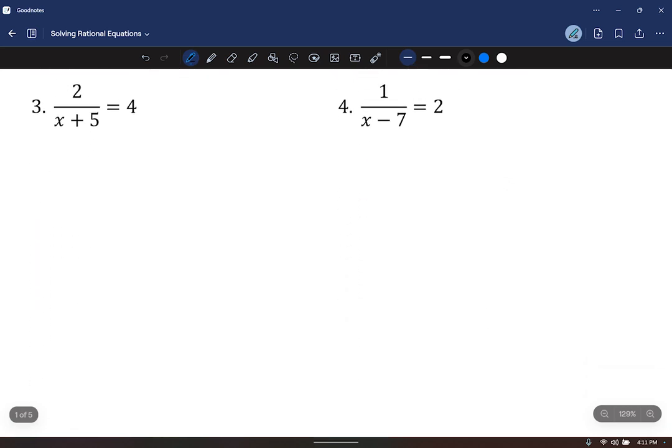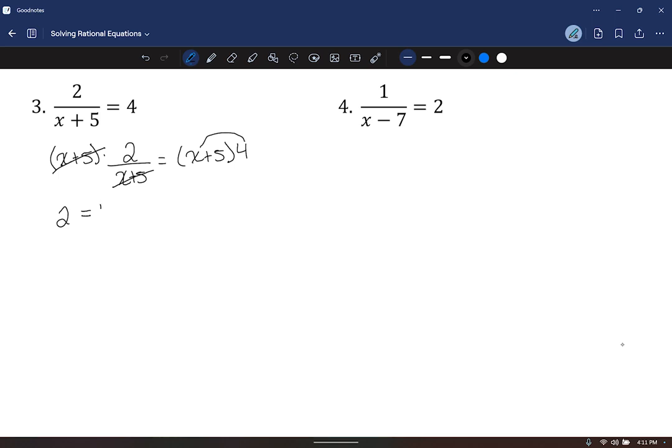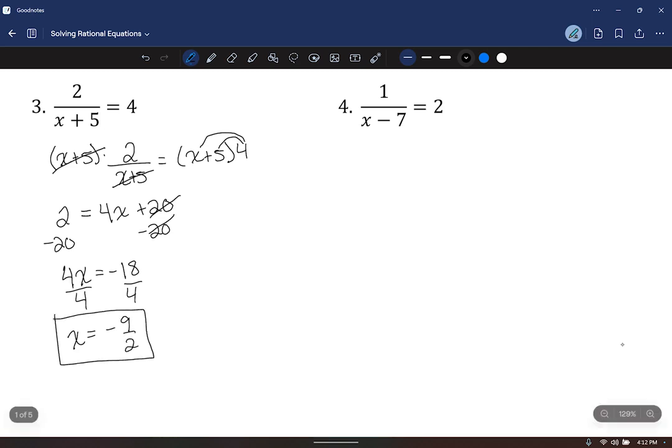All right, number 3. The only thing I have in the denominator is x plus 5, so I'm going to multiply everything by x plus 5. So I have x plus 5 times 2 over x plus 5, and x plus 5 times 4. The x plus 5s will cancel, leaving me with 2 equals, and then I'll distribute. So I have 4x plus 20, and then I solve. I'll subtract 20. So I have 4x is equal to -18, divide by 4, and x is -9 halves. Make sure you reduce there. The only thing that x could not be was -5.